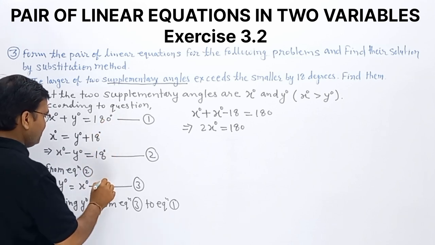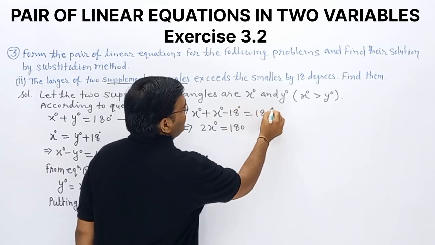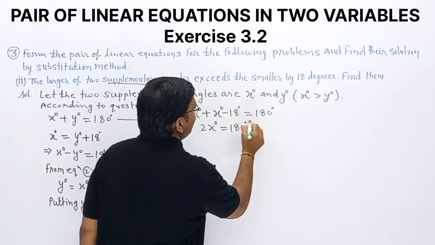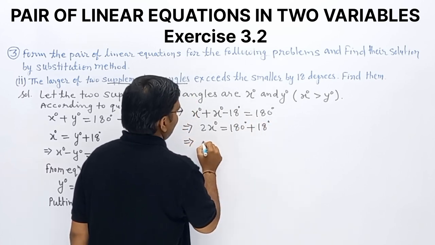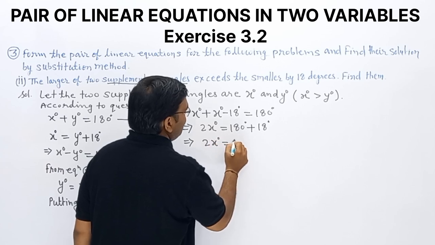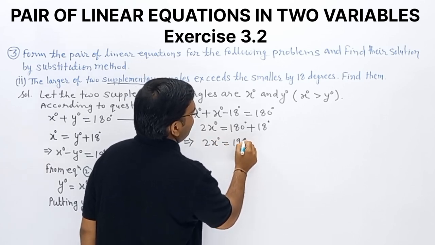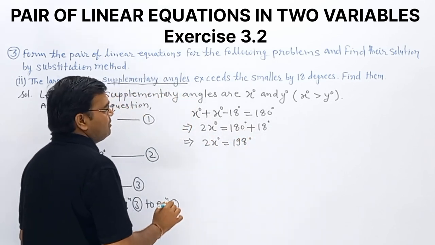Clear? We can put the degree, 18 degree, and this is 180 degree. So we are transposing towards the right, then this will be plus 18 degree. What are we getting? 2x degree equal to 198 degree. 8 plus 1 is 9, and 198 degree.